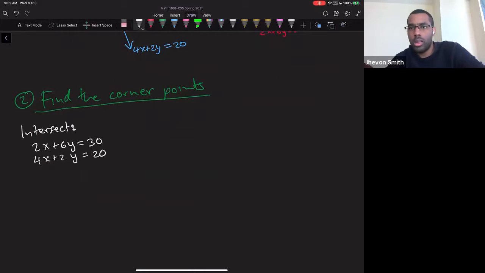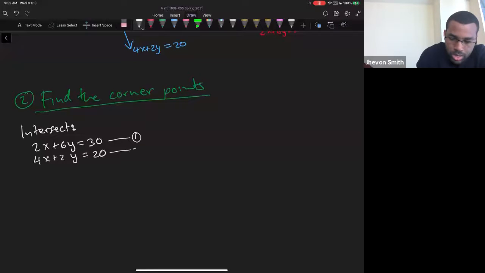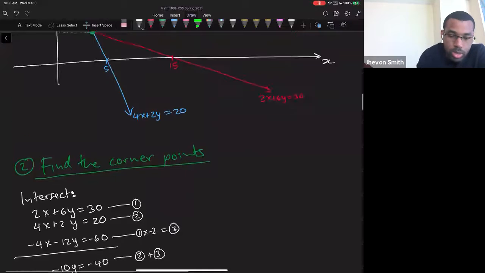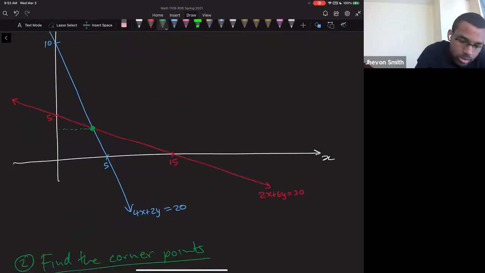Okay, so we're intersecting the red and the blue. This is equation 1, that's equation 2. Let's say I took equation 1 multiplied by -2, call that equation 3. So this is going to be -4x, -12y, -60. Then I'm going to add equations 2 and 3. That would give me -10y equals -40, or my y would be 4. So this means that my y equals 2 is actually going to be underneath this.